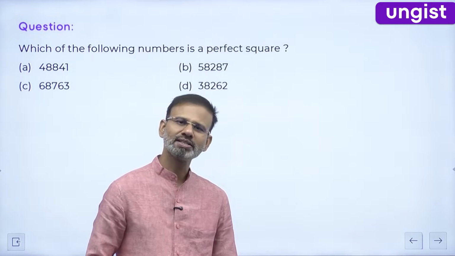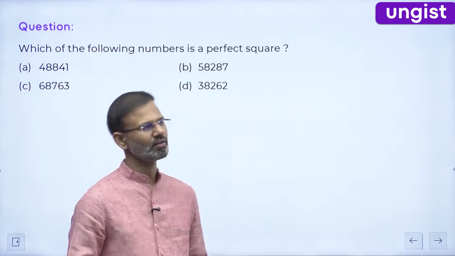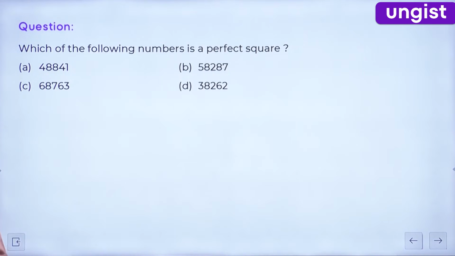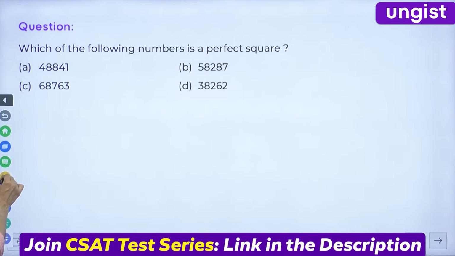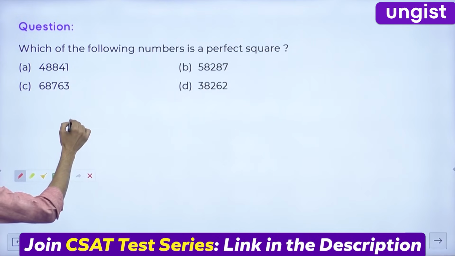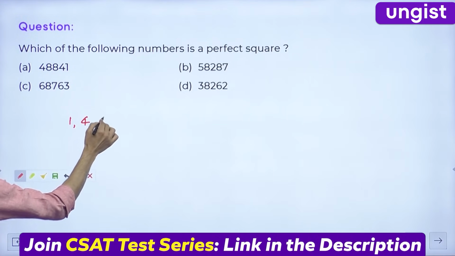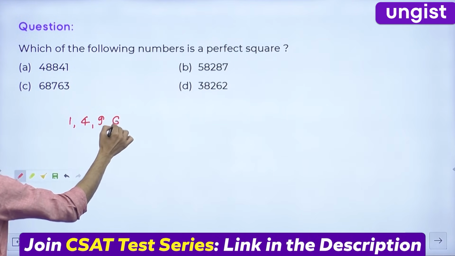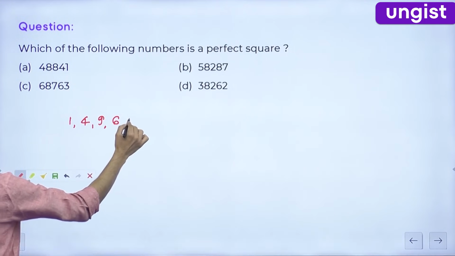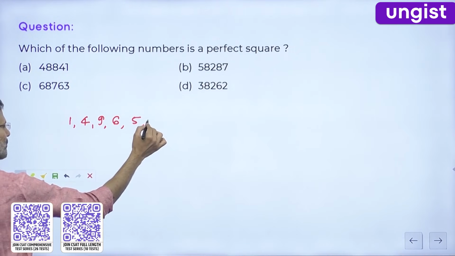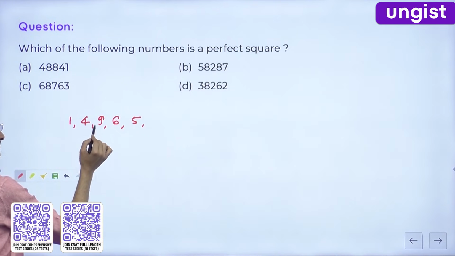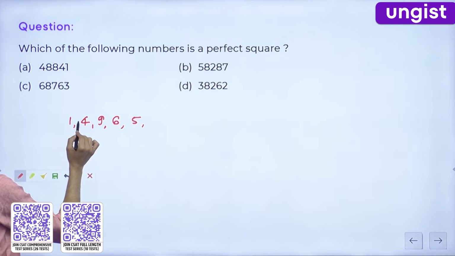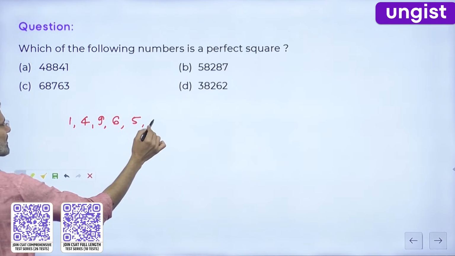Okay. What is the square of 1? 1. The square of 2? 4. Okay. Square of 3? Okay. So 1, 4, 9. Square of 4? 16. Square of 5? 25. Square of 6? Square of 7? Square of 8? Square of 9? Square of 10?